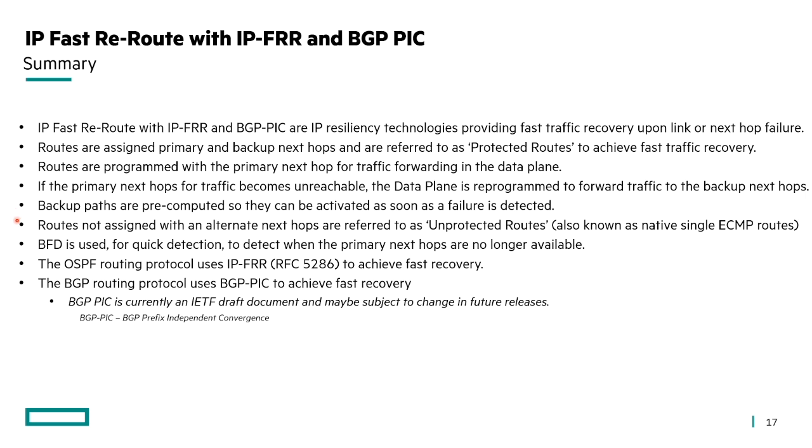Routes that are not assigned with an alternate next hop are referred to as unprotected routes, and you'll see all these terms in the documentation. They're also known as native single ECMP routes. So BFD is used for quick detection to detect when the primary next hops are no longer available, so that it can trigger the fast failover mechanism. The OSPF routing protocol uses IP FRR, that's RFC 5286, to achieve fast recovery, so that's effectively a standard. The BGP routing protocol uses what's known as BGP PIC to achieve fast recovery, and BGP PIC is currently an IETF draft document, and with the draft it may be subject to change in future releases.